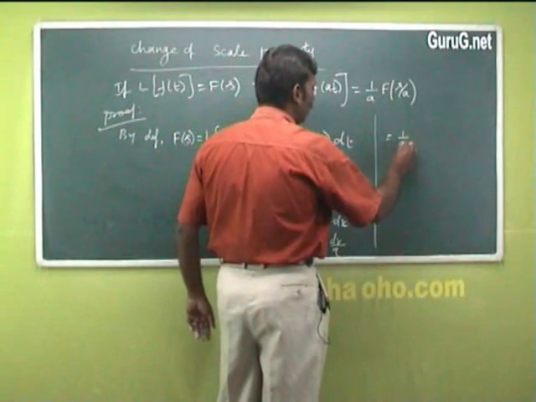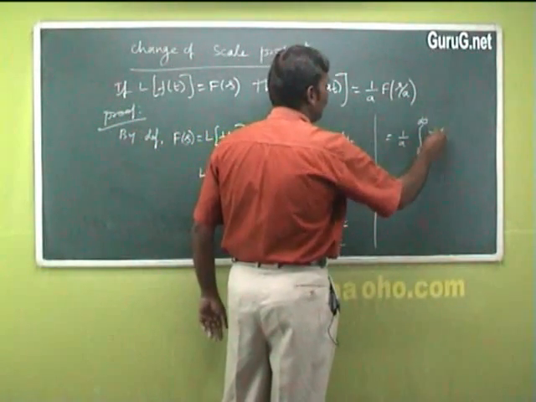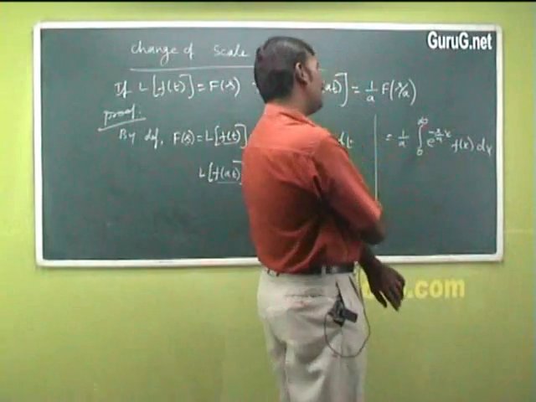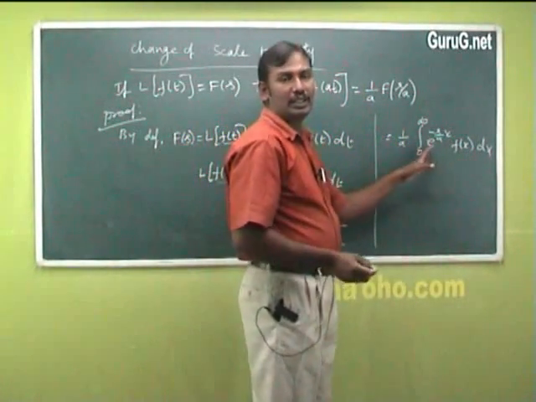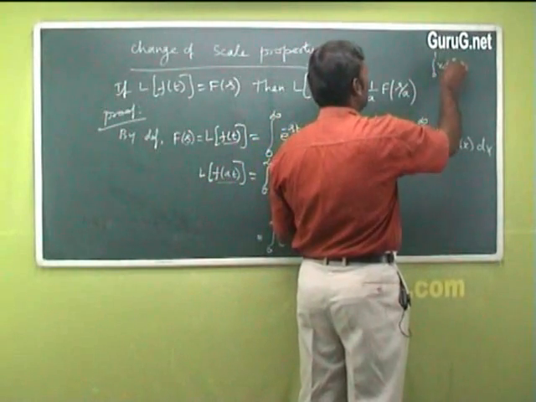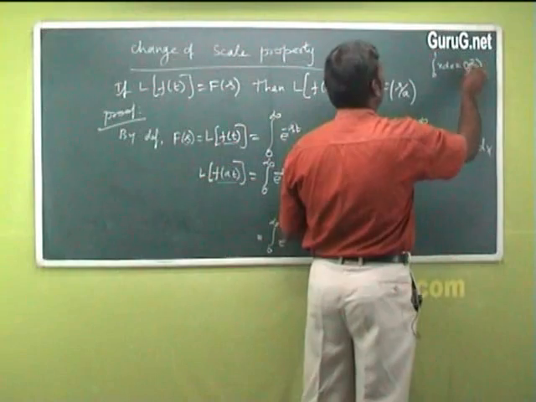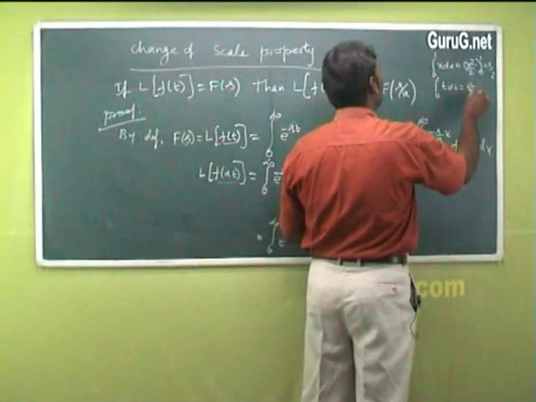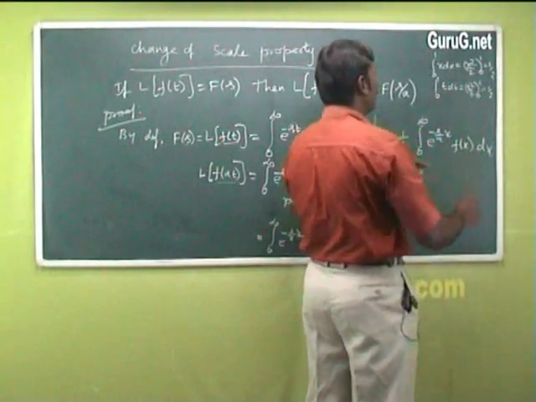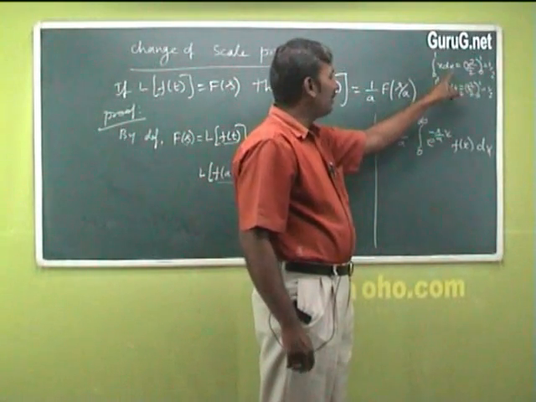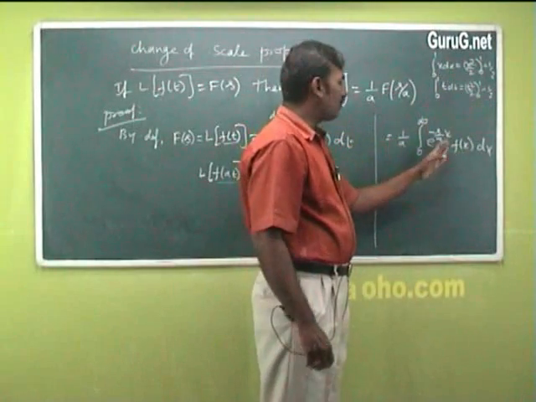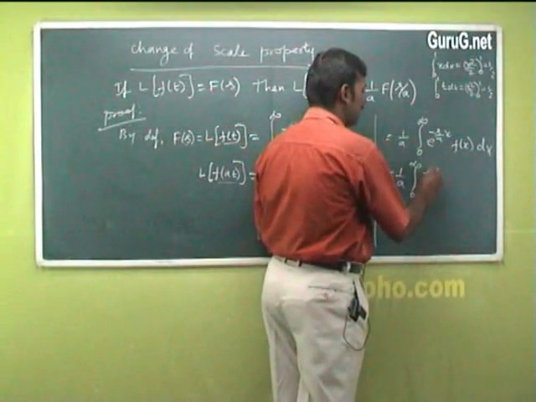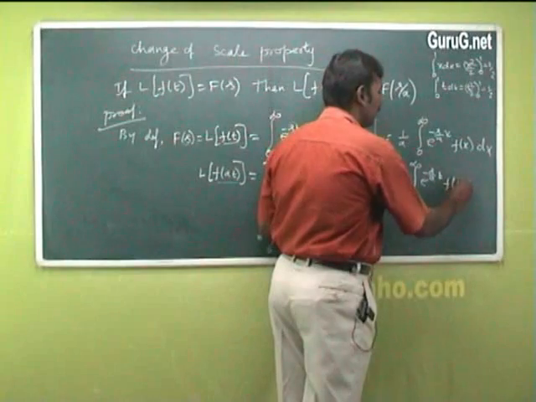This equals 1 by a into the integral 0 to infinity e power minus s by a into x, f of x dx. So it is a definite integral. Whether the variable is t or x, it is all the same. For example, the integral 0 to 1 x dx gives x squared by 2, so 1 by 2. The integral 0 to 1 t dt gives t squared by 2 from 0 to 1, so again 1 by 2. For a definite integral, if it is any variable you get the same answer, right? So instead of x I can write t. So it is a dummy variable: the integral 0 to infinity e power minus s by a into t, f of t dt.